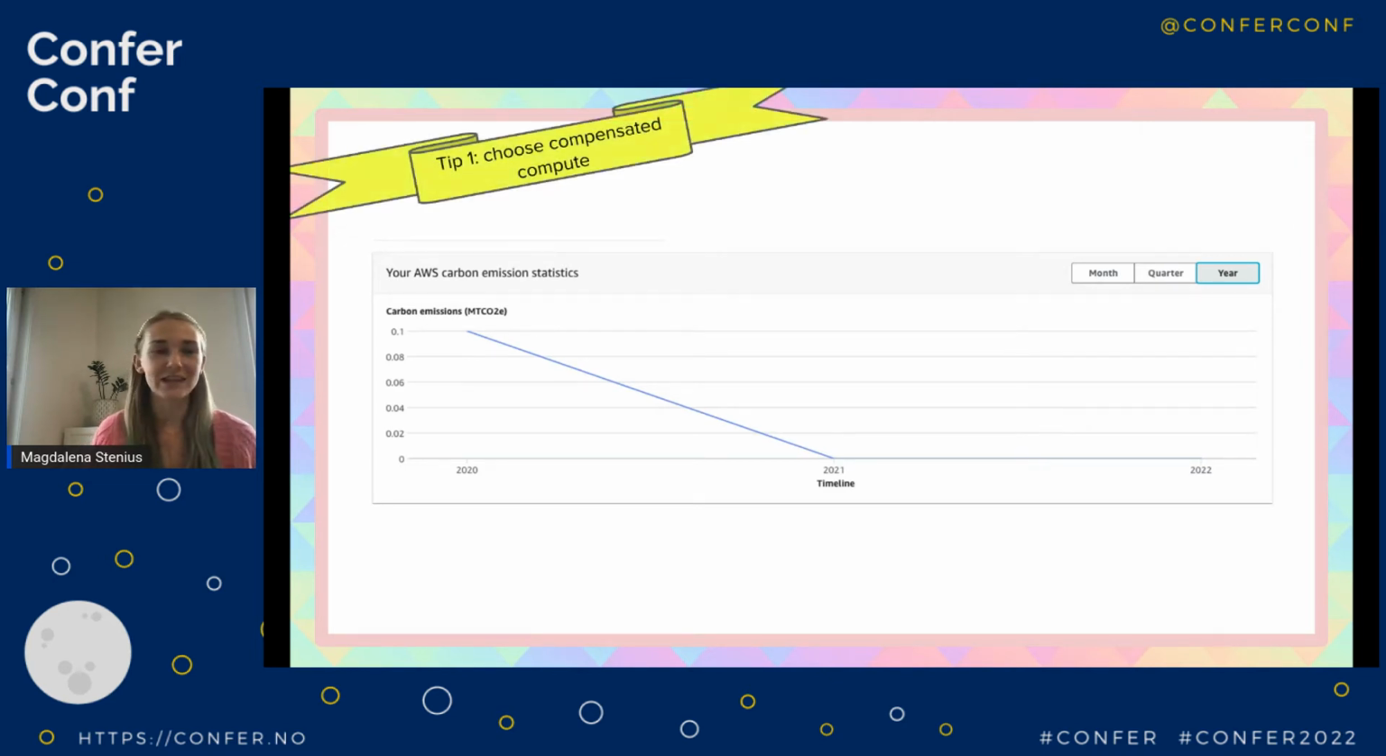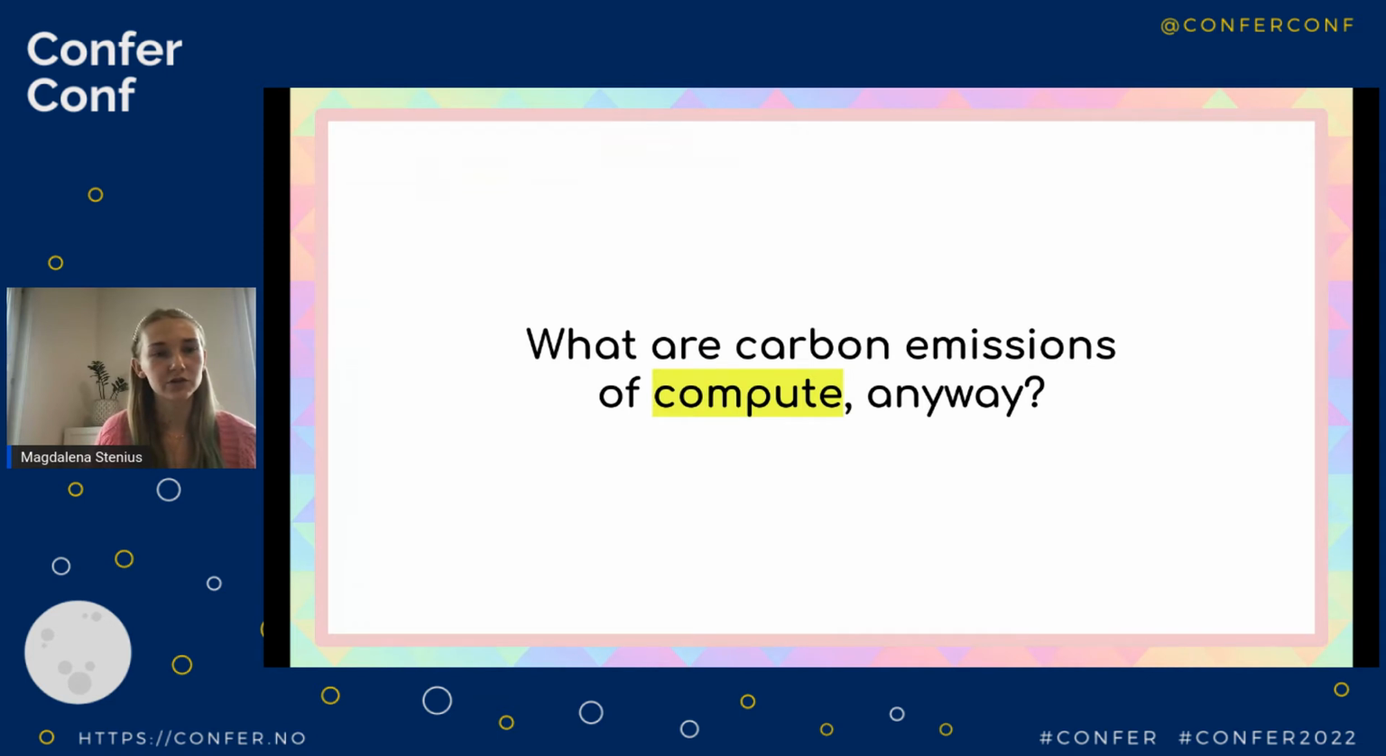Well, kind of the tip you could draw from this is use cloud compensated compute, carbon compensated compute. So if you are on AWS, for example, look for those regions where the electricity is compensated with renewable energy. But this was not enough for us. We headed onto a journey for looking more under the hood at what the carbon emissions of compute are and how we could understand this topic a little bit better than these cloud provider APIs can tell.